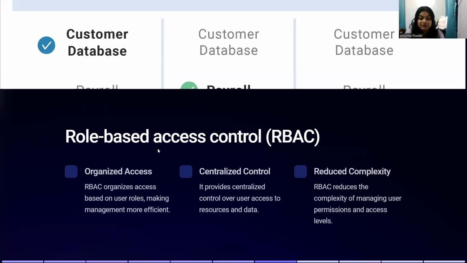Let's look into role-based access control, RBAC. Organized access. RBAC organizes access based on user roles, making management more efficient. Centralized control. It provides centralized control over user access to resources and data. It reduces the complexity of managing user permissions and access levels.